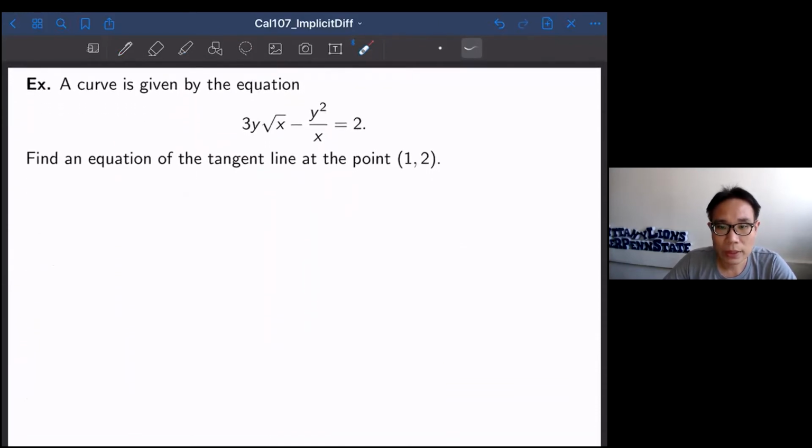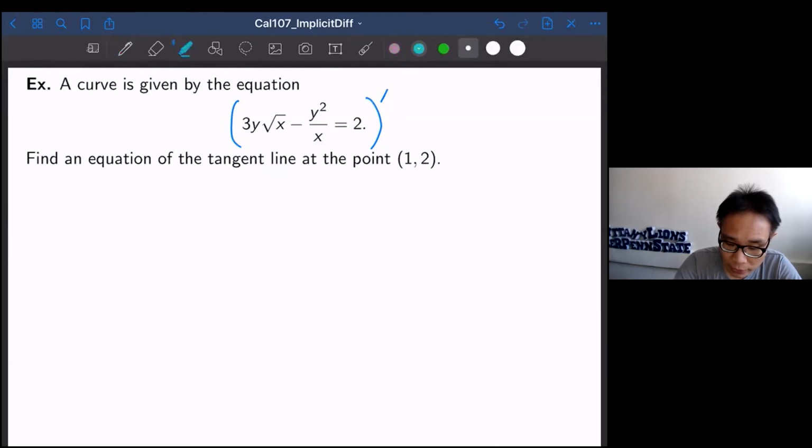For the next one, the curve is given by the equation 3y root x minus y squared over x equal to 2, and you want to find y prime. The question also asks you to find an equation of the tangent line. When you read this one, it's going to be tangent line, so you need y prime for sure. You need y prime at what point? You need y prime at (1, 2) in this case.